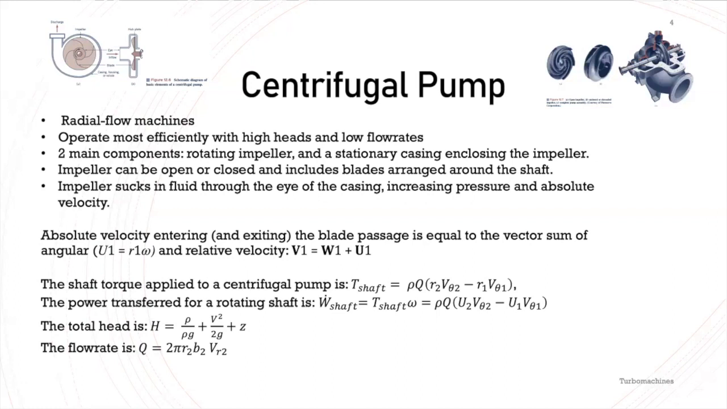Here, U1 is the blade speed, which is equal to the radius times the angular velocity, and W1 is the relative velocity. Also, the equation for the shaft torque applied to the centrifugal pump is given, as well as the power for a rotating shaft, which is given by the shaft work and is equal to the shaft torque times the angular velocity. The equations for the total head and the total flow rate are both given as well on the slide.